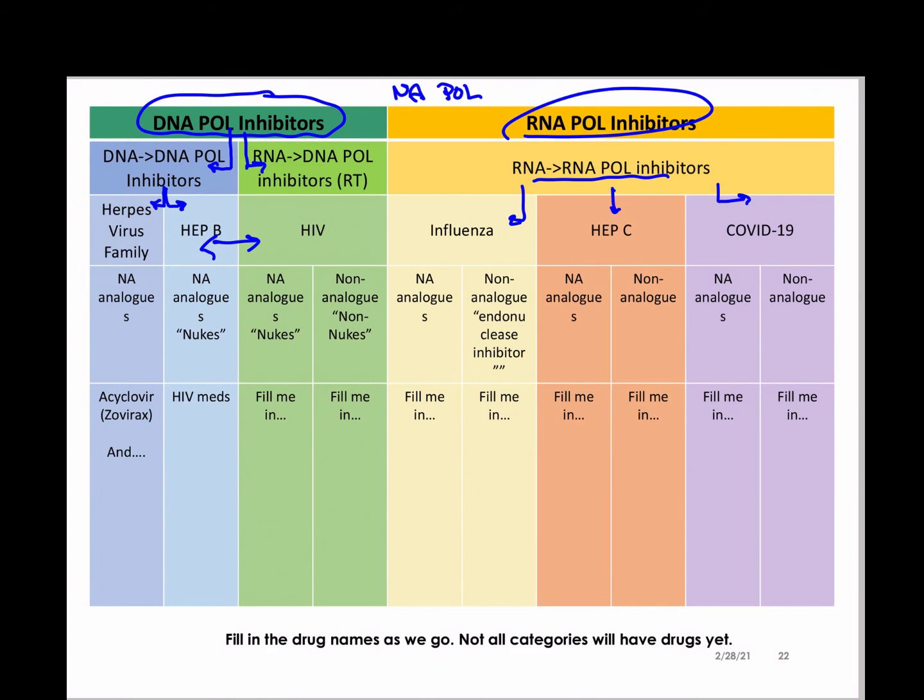So I want you to go through and list out all the drugs that you've covered for each of these viruses that act at DNA or RNA pol. And so listing here all the HIV nucleoside analogs and all the non-nucleoside analogs that still inhibit DNA pol, so the non-nukes. I gave you just an example here, and then you're going to fill in the specifics.